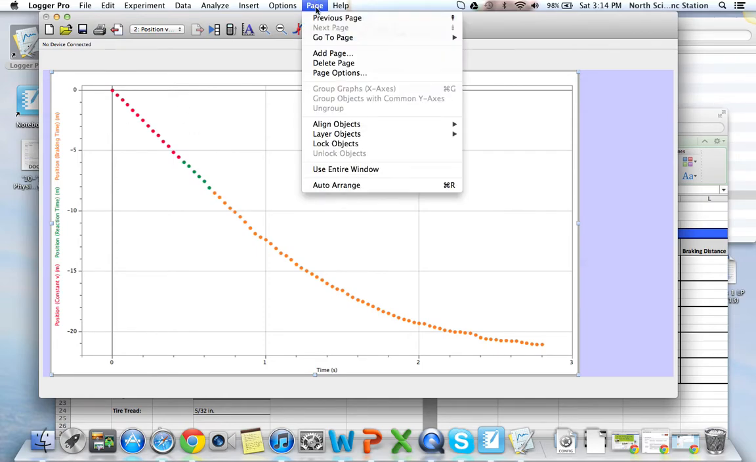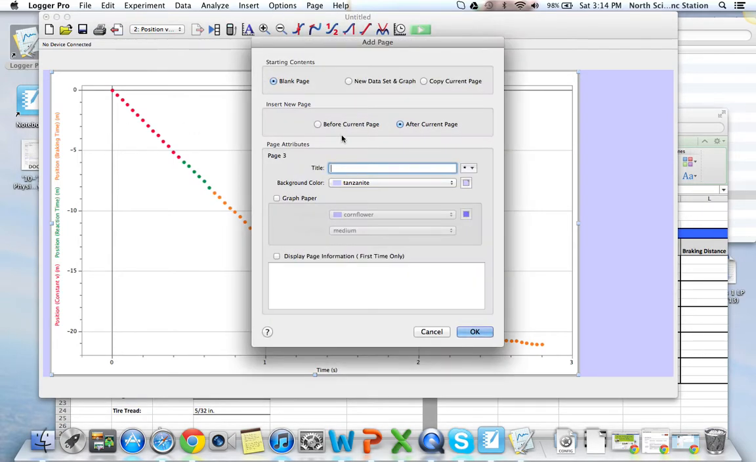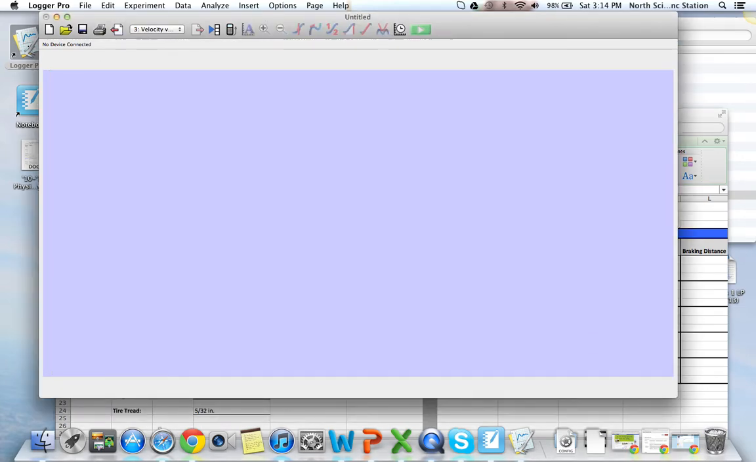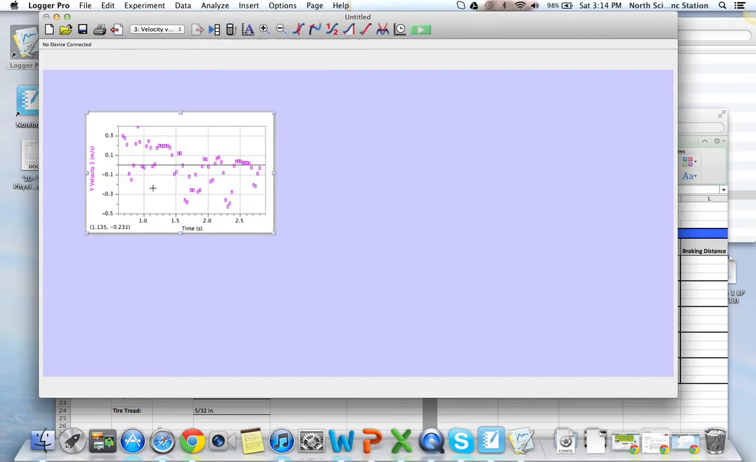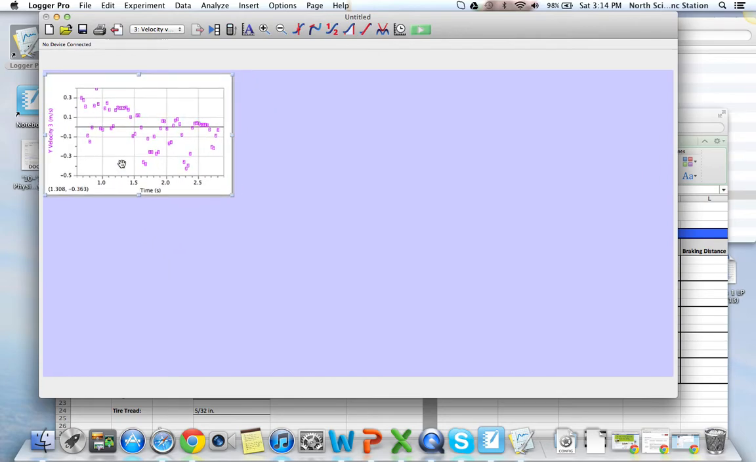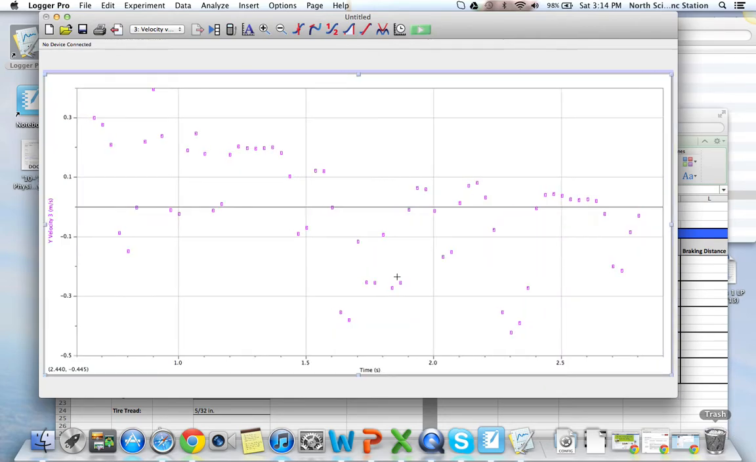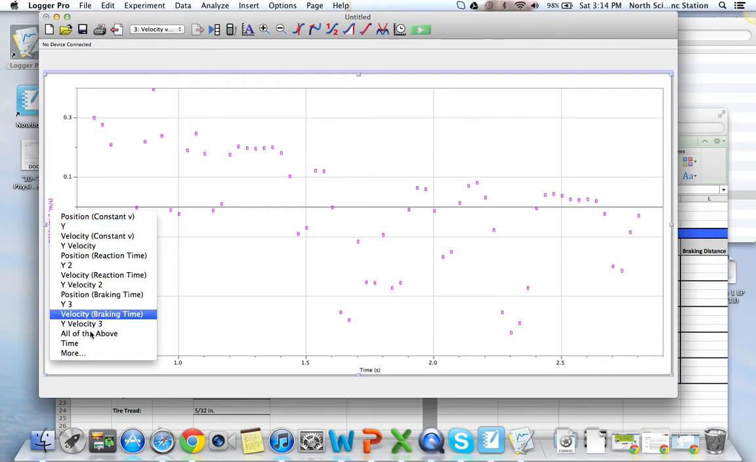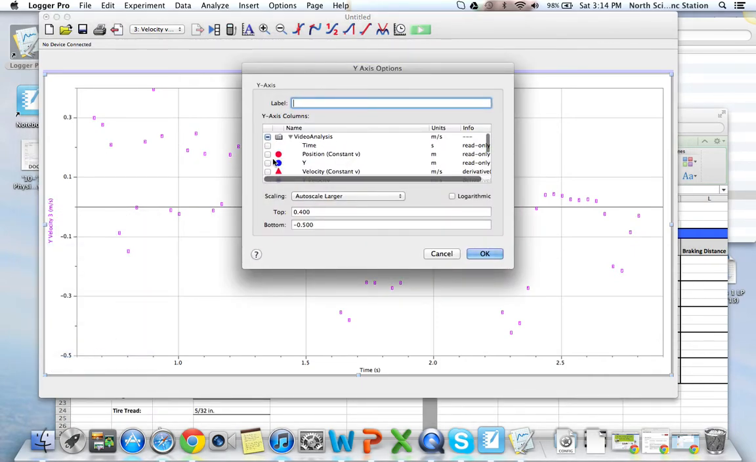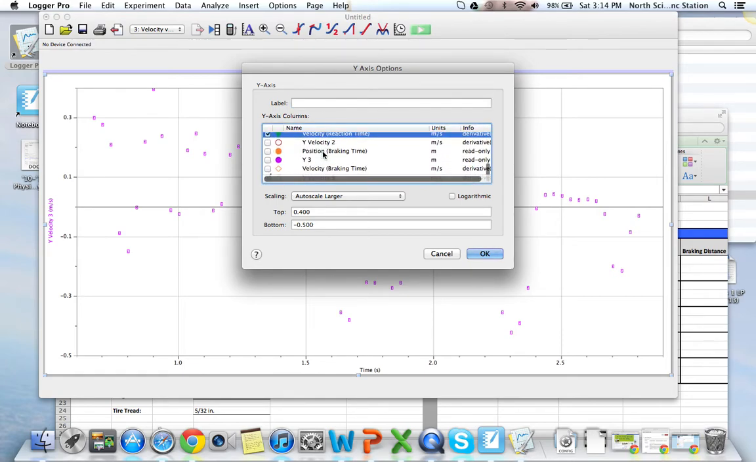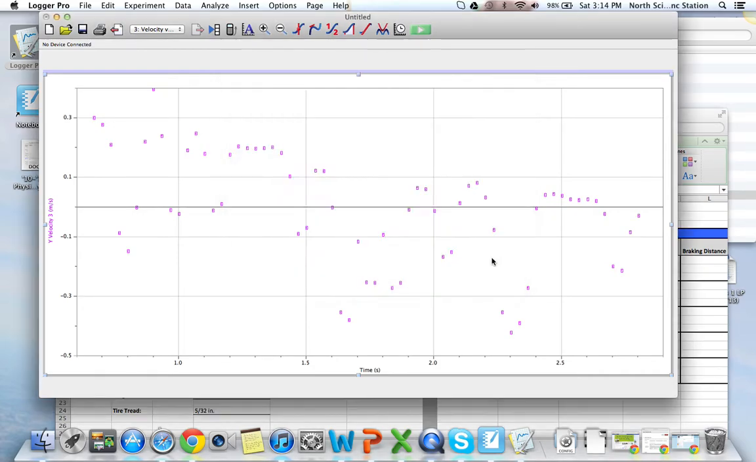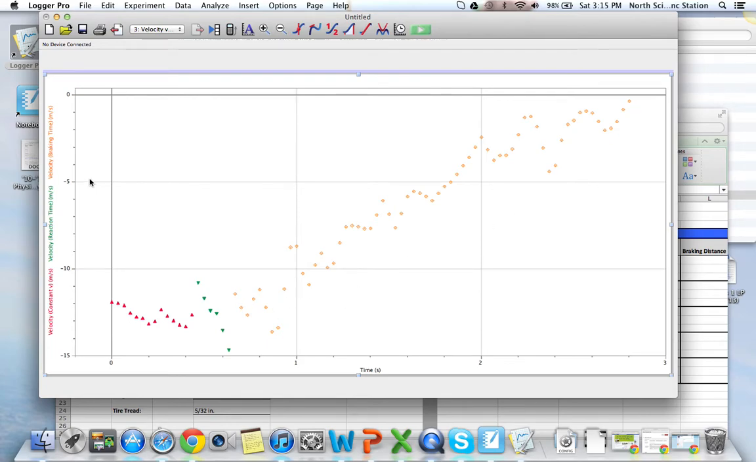And then I inserted my next page, and that was going to be my velocity versus time graph. And on that velocity versus time graph, I need to insert the graph again. Let me make the graph a little bigger again. I go over here and set my axis again, because this is velocity, I want those 3 velocities again. So velocity constant velocity, velocity reaction time, and velocity braking. And those are the only ones I want. And you get this kind of graph going on.